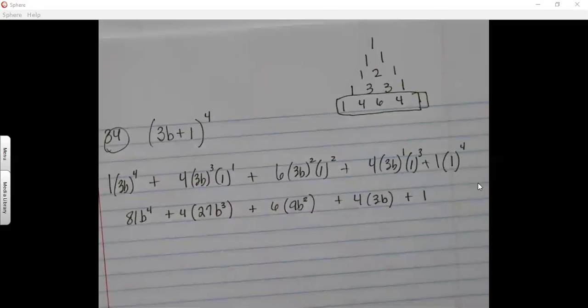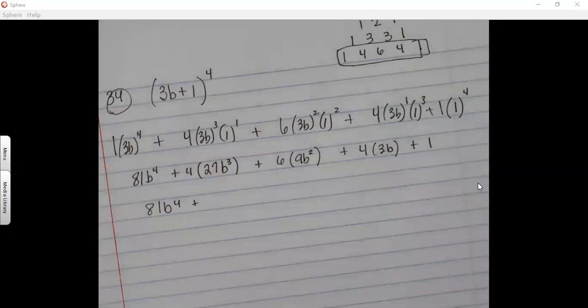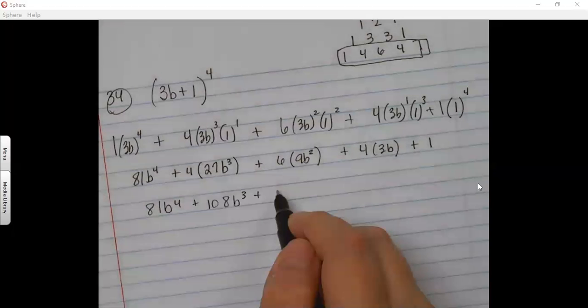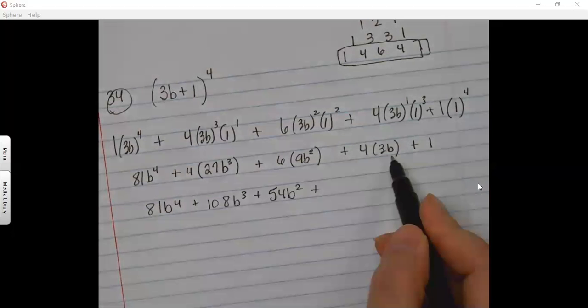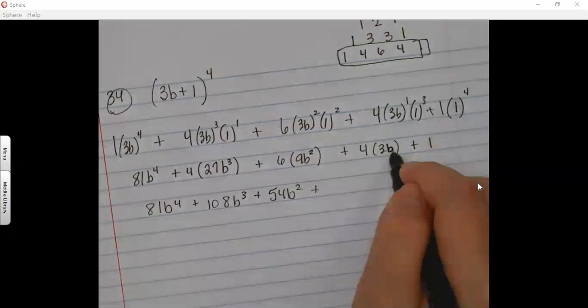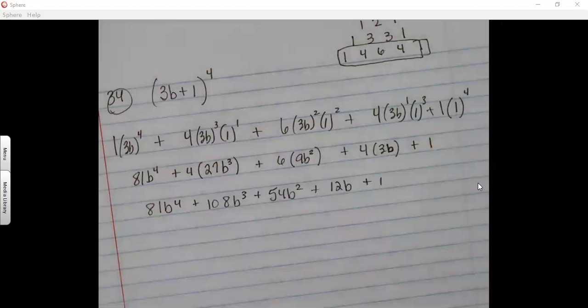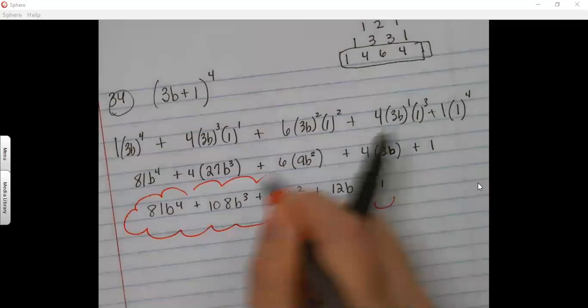All right, so we have 81b to the 4th plus 27 times 4 is 108b cubed plus 54b squared plus, see now right now I'm questioning myself. I'm like, is that a 36 or is it a 3b? That's a 3b. So that gives me 12b plus 1. If I find that answer on my multiple choice test, then I probably did it right. Coolio?